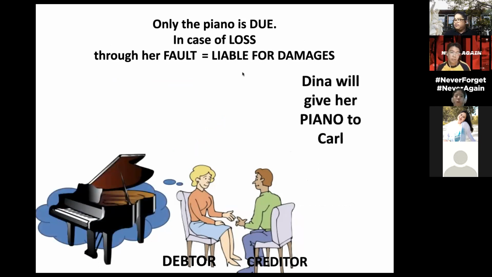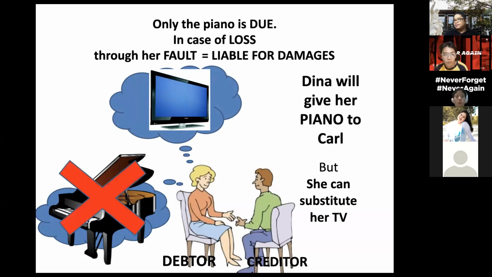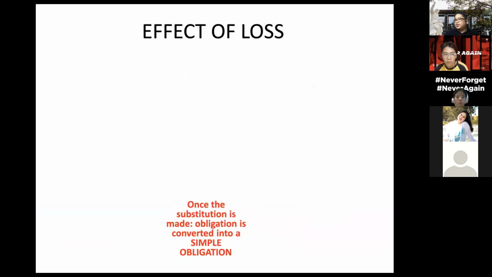So Dina will give her piano to Carl, but she can substitute the TV instead. That's allowed because Carl agreed nga kung hindi available, pwede siya sa TV. Okay lang, depende sa need ni Carl. Carl the creditor doesn't really have an invested thing for the piano. He just wants that something is given to him.